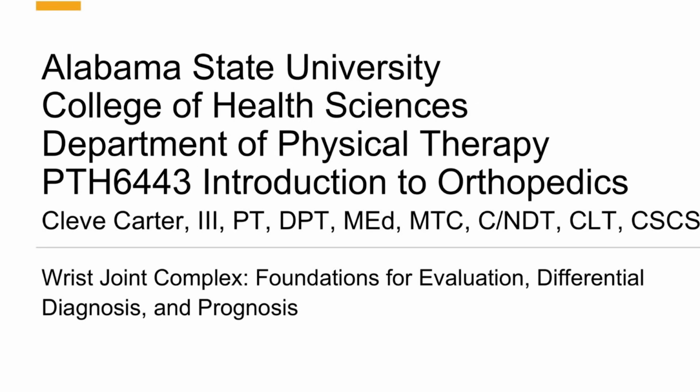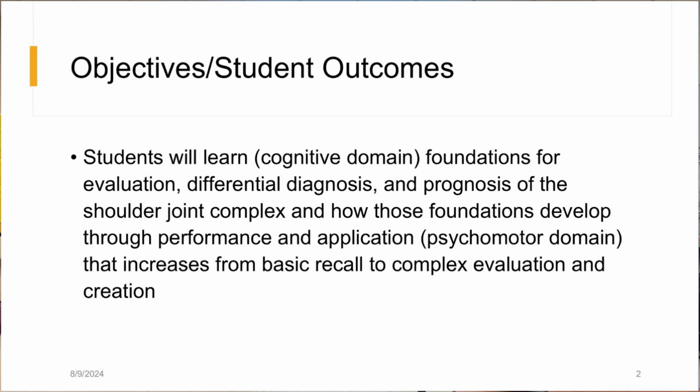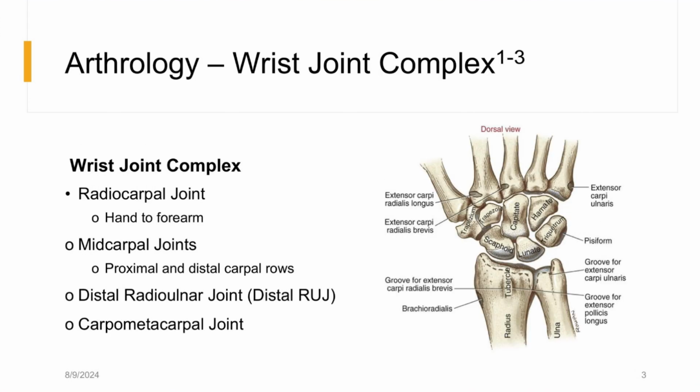So today our topic will be the wrist joint complex: foundation for evaluation, differential diagnosis, and prognosis. Our objectives are that the student will learn, cognitive domain, foundations for evaluation, differential diagnosis, and prognosis of the wrist joint complex, and how those foundations develop through performance and application, psychomotor domain, that increases from basic recall to complex evaluation and creation. All right, so we're talking about the wrist joint complex.